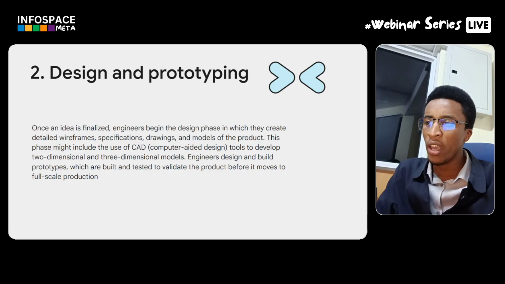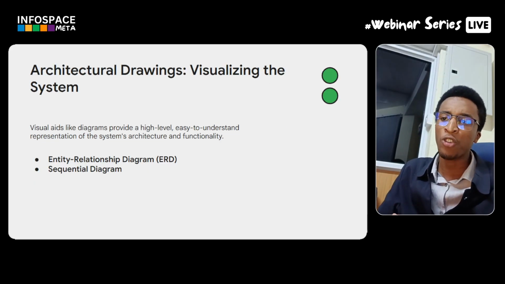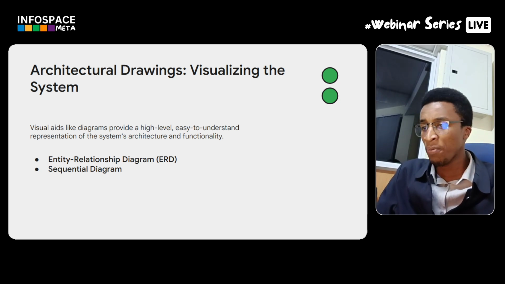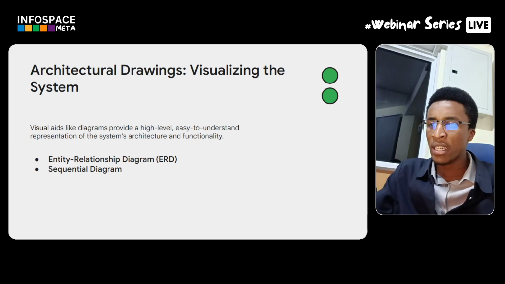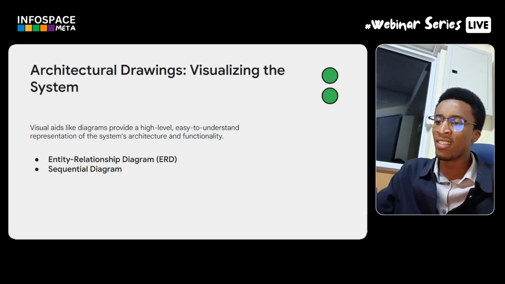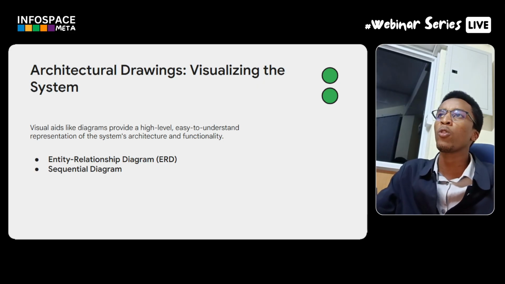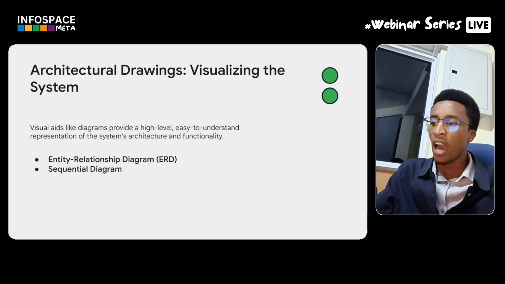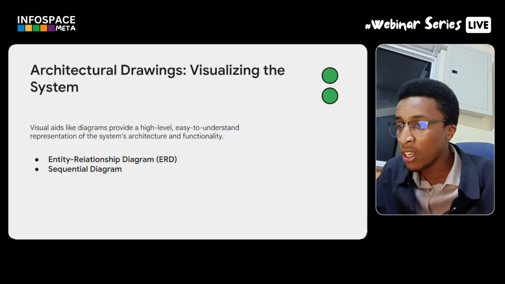I'll pick a few examples on visualizing your system. This is very important even before you get to the actual engineering. Visual aids like diagrams provide a high-level, easy to understand representation of the system architecture and functionality. I'll just pick two for the day: ERD and sequence diagram. Entity relationship diagrams: of course, your system might have a backend, the backend will use a database, and the database will have some tables in it. So you need an ERD to visualize how your database would look.